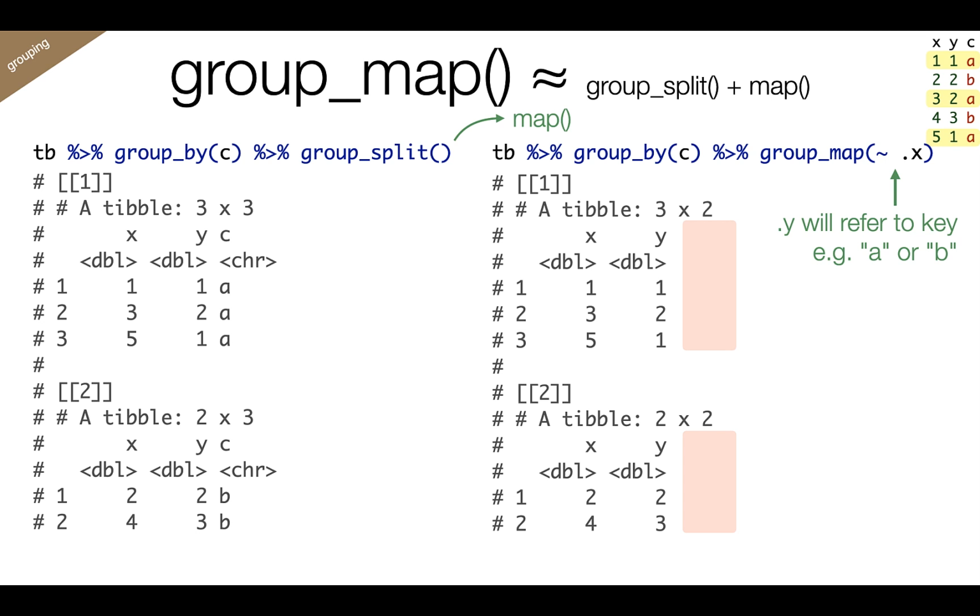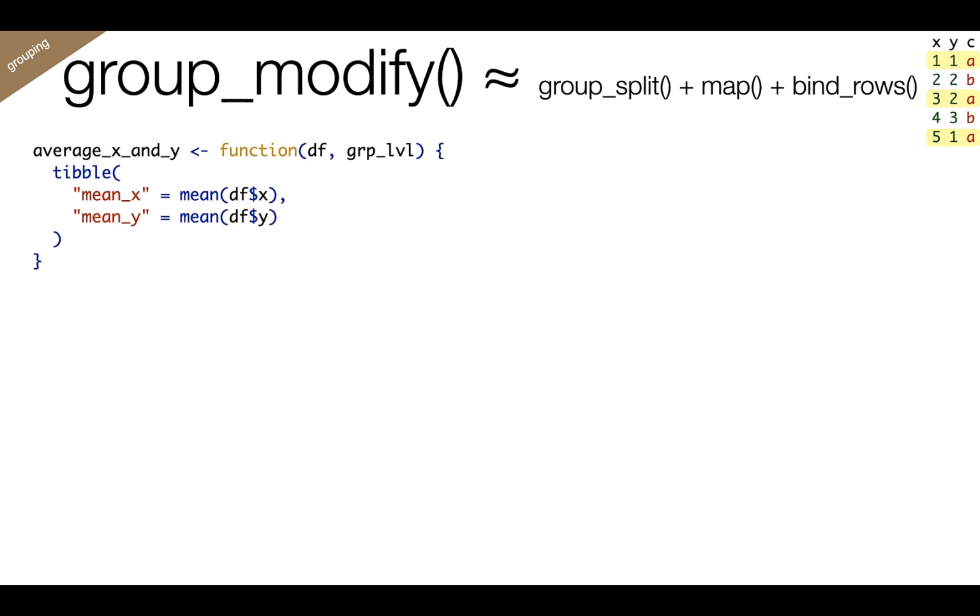Going a step further, once we actually do the mapping process, probably what we're going to want to do is re-aggregate the data back together. That's the combine process. As an illustration of this, let's create a new function. The function is called average x and y. It's going to accept a data frame called df, and it's just going to return a new data frame. The new data frame has 2 columns, mean x and mean y. Mean x is going to be the average of the x column of the input data frame, and mean y, of course, is going to be the average of the y column of the input data frame.